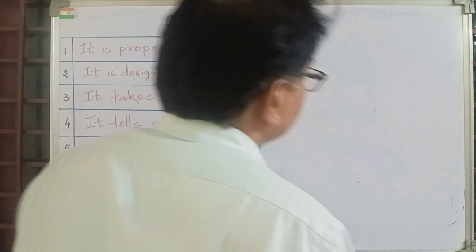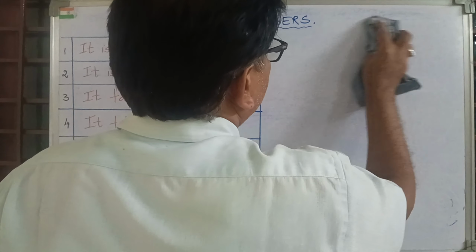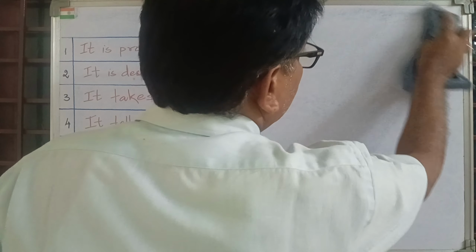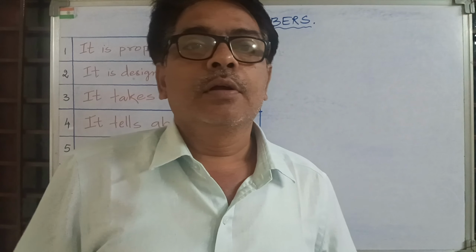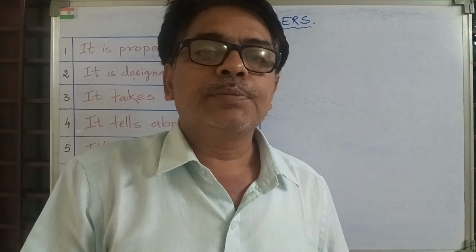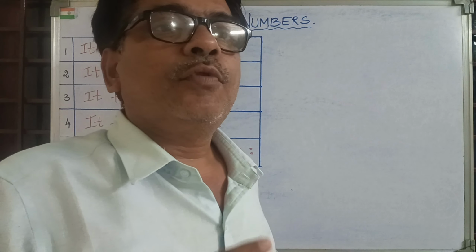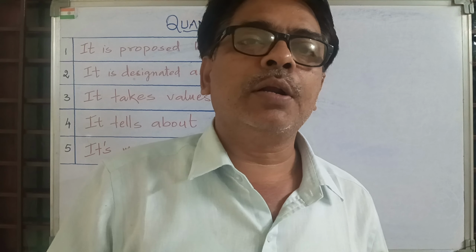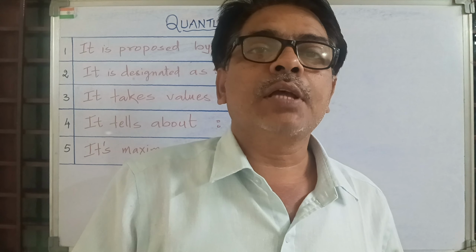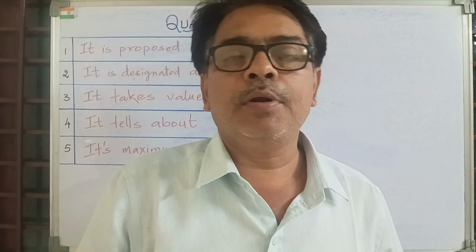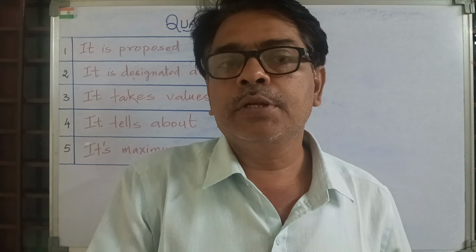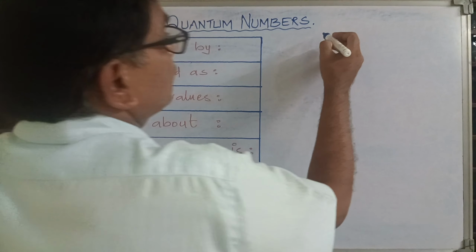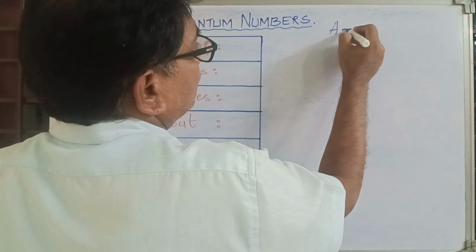Then comes the Azimuthal quantum number. The second quantum number is the Azimuthal quantum number. There are other names for it. It is also called the subsidiary quantum number, and also the angular momentum quantum number. You should know the other names also, because in the exam there can be a question with the other names, right? Generally we call it the Azimuthal quantum number.